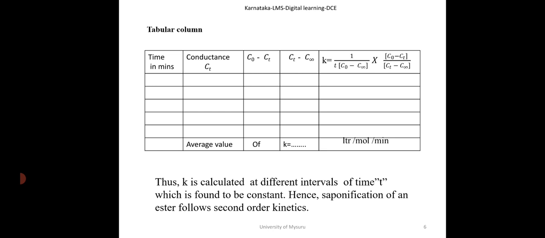Prepare a tabular column containing time in minutes, conductance Ct, C0 minus Ct, Ct minus C infinity and the expression for rate constant. After calculating all the K values, we found that the K for all the different intervals of time is found to be constant. Hence, saponification of ester follows second order kinetics.